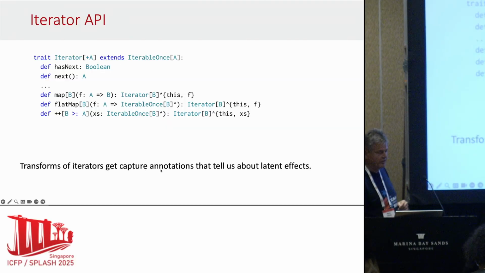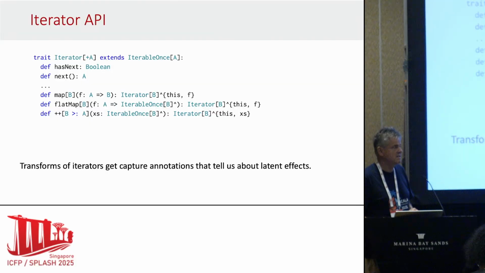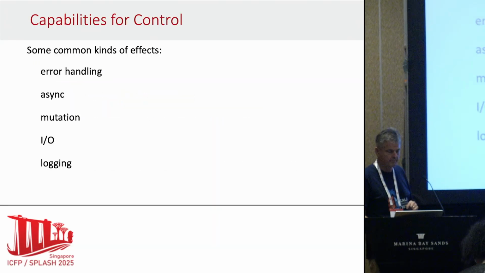So transforms of iterators get capture annotations that tell us about latent effects. And I would argue this is what you want. If you have just an iterator, the next question should be, well, an iterator, yeah, but it can do what? So you want to know what it can do, and here it does precisely that. Basically the annotations stay out of your way when they would be trivial, and they tell you precisely what you want to know when they're not trivial.